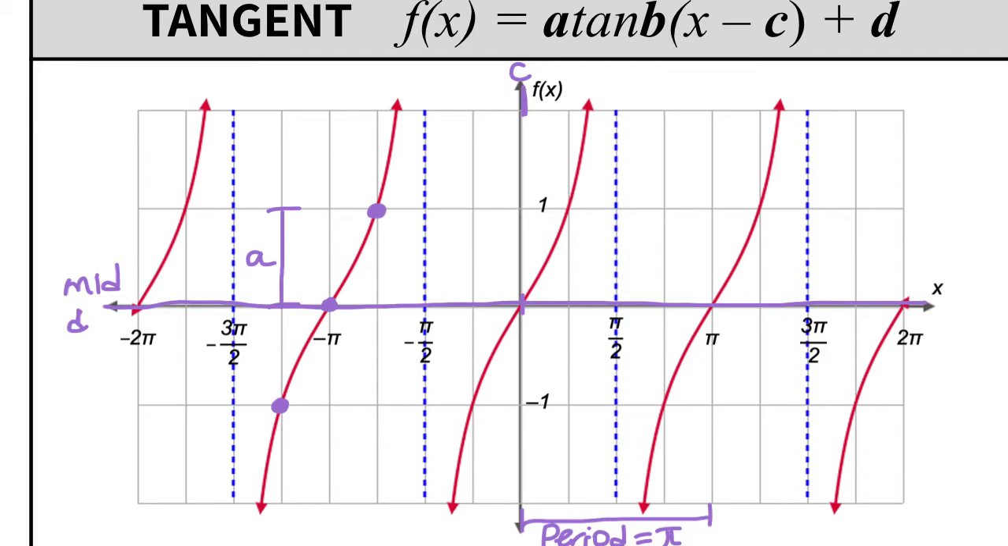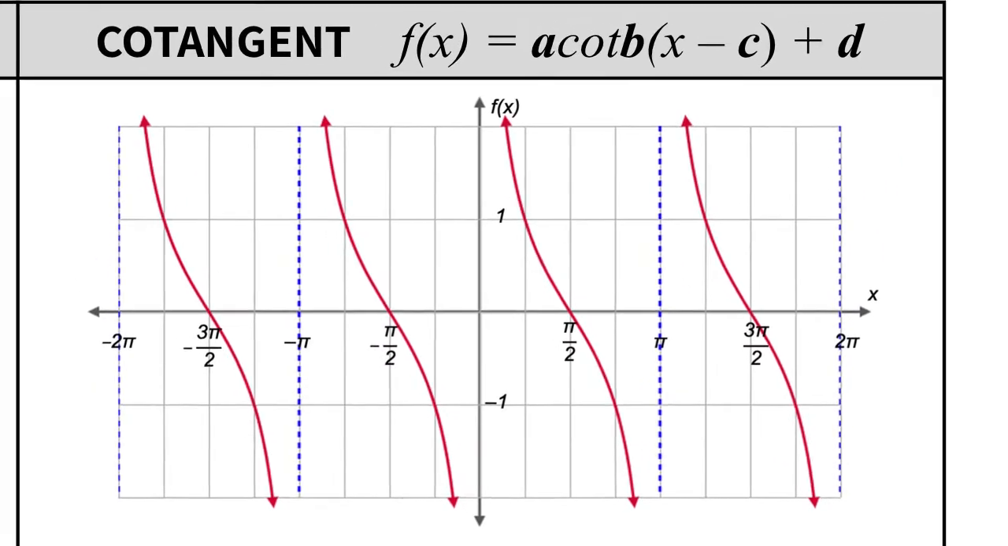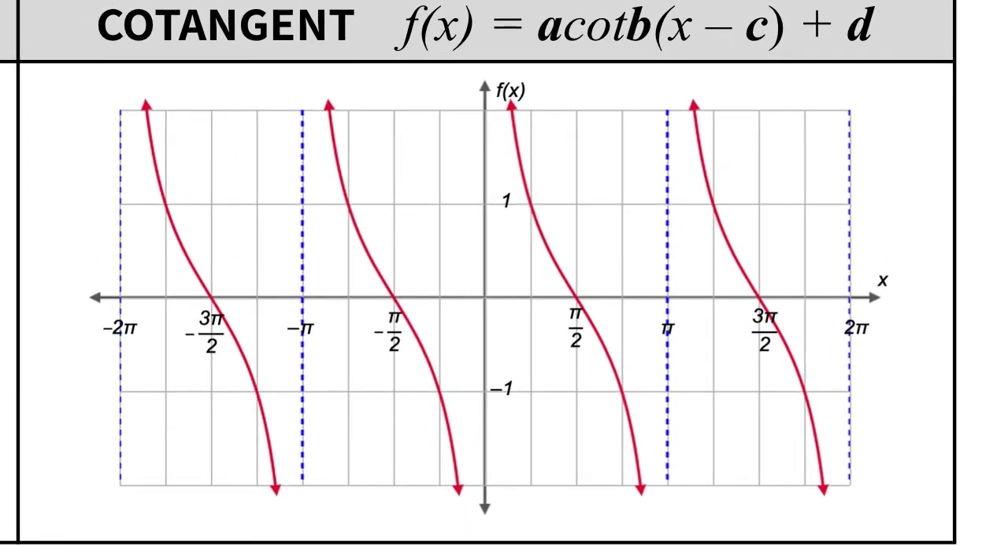Okay, then let's take a look at cotangent. So really similar. Again, we have those reference points on the curve. And A tells us how far away that reference point is going to be from the midline. The period is pi units long. C is right in the middle. And D is the midline.